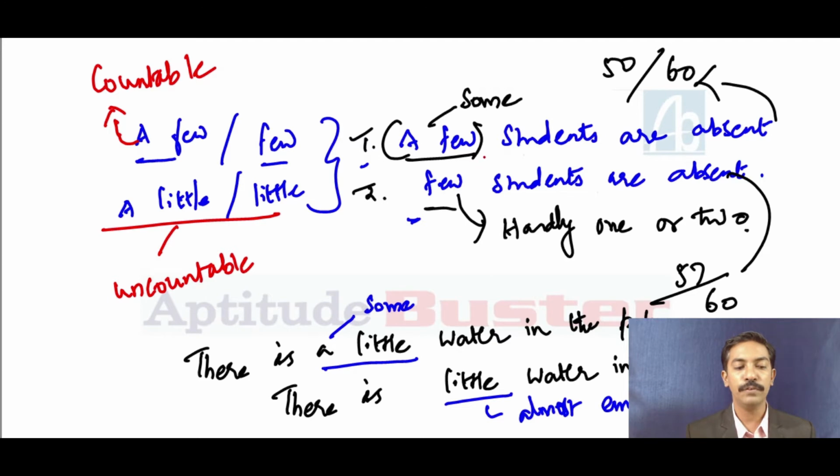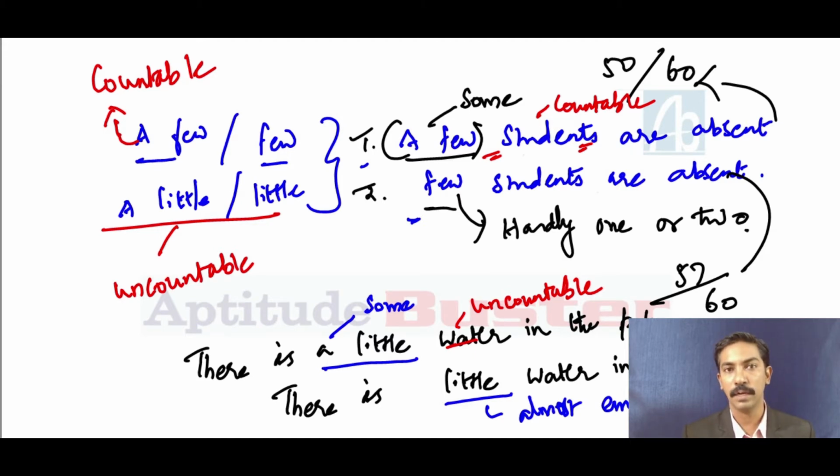There are a few students, countable noun. There is little water, uncountable noun. Remember this idea alone. Few should be preceded by a countable noun and little should be preceded by an uncountable noun. If this gets changed, you can spot the error. You can't say few water, nor can you say little students.